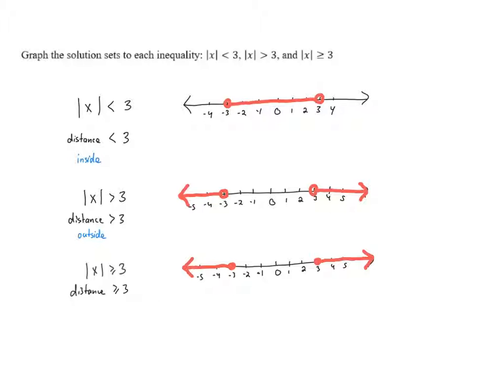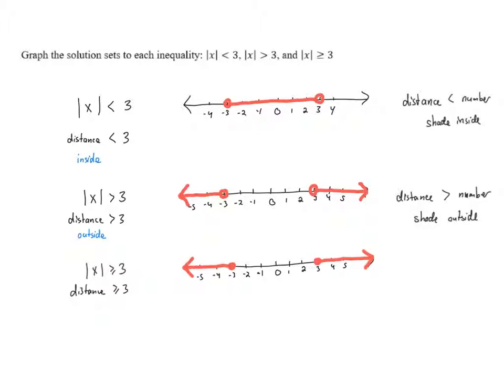So I want to basically sum up the differences that we saw in these problems. So we know that when the distance is less than a number, we shade inside. And we know that when the distance is greater than a number, we shade outside.